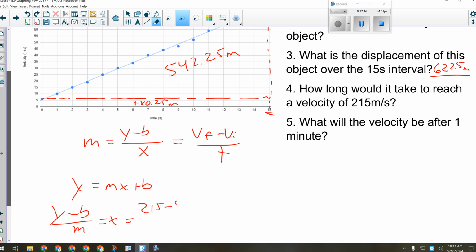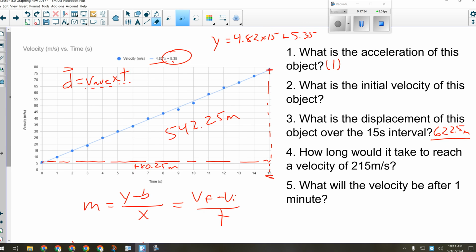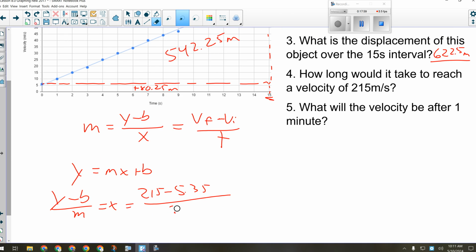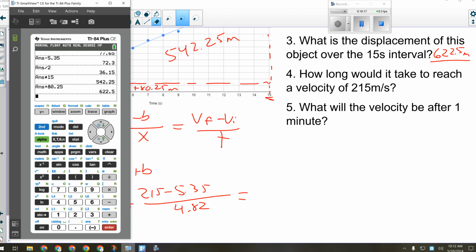215 minus 5.35 divided by 2.73, right? No, 4.82. Okay, what do I have to be mindful of on my calculator with this calculation? The subtraction and order of operations. Right, I have to make sure I bypass order of operations by doing the top first.